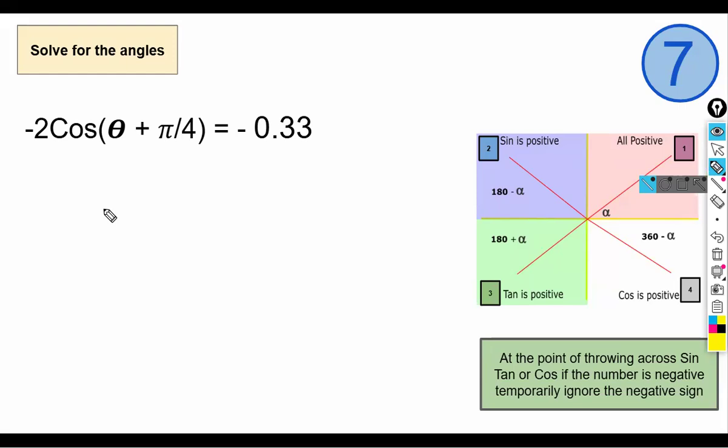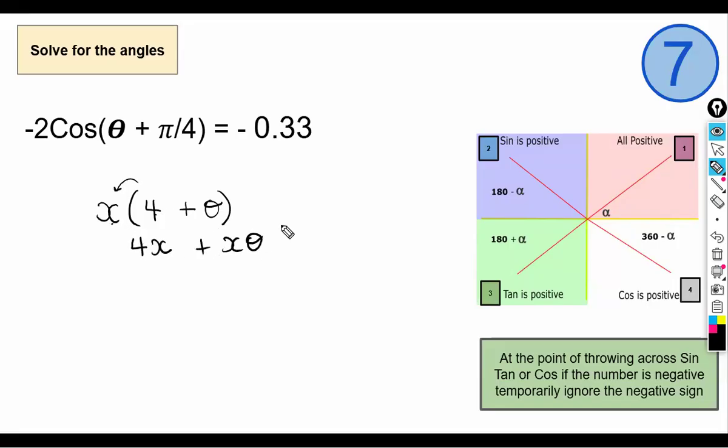For example, if you have x times the bracket 4 plus theta, in normal maths you can multiply out the brackets. Everyone in the brackets gets multiplied by x. So x by 4 is 4x, and x by theta is just x theta. Remember, in normal maths, algebra, you can multiply out brackets.